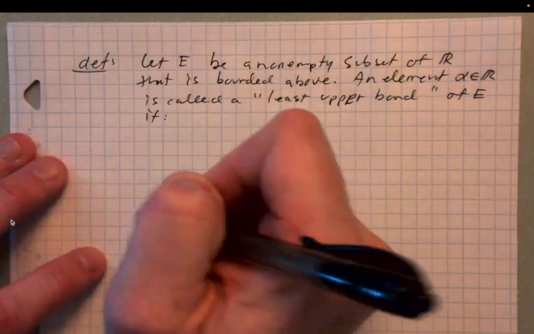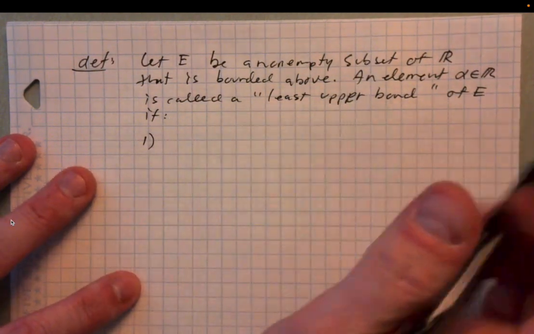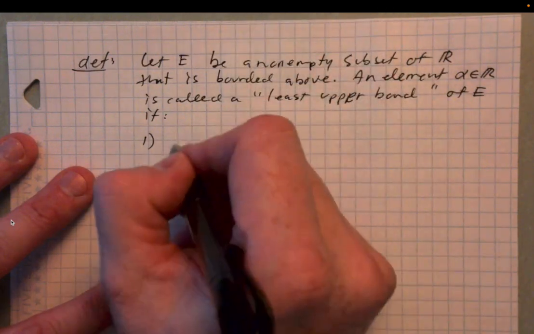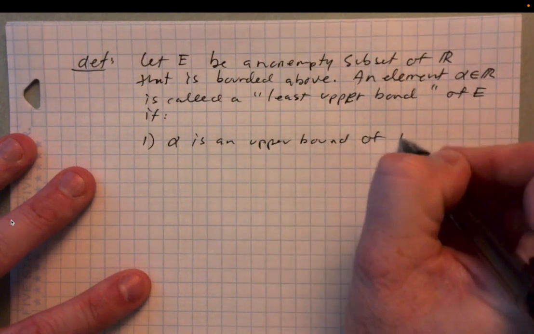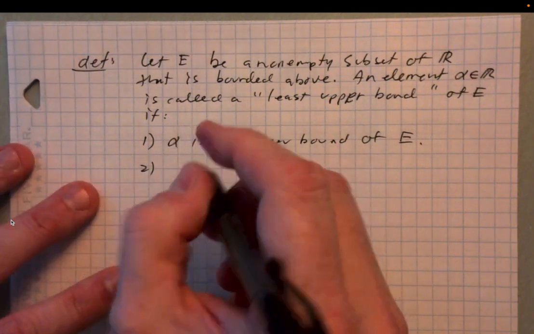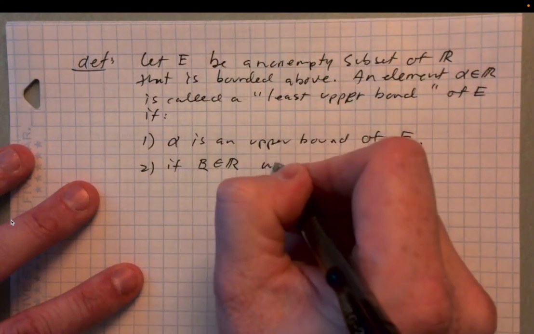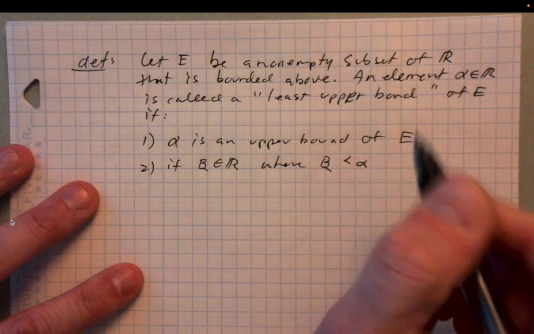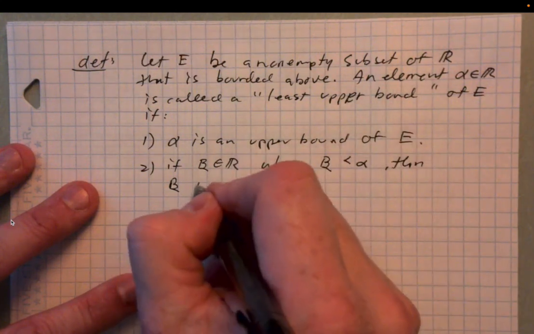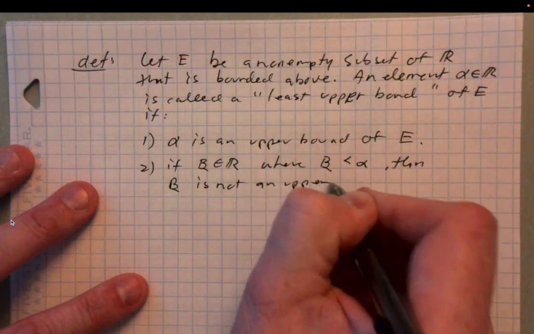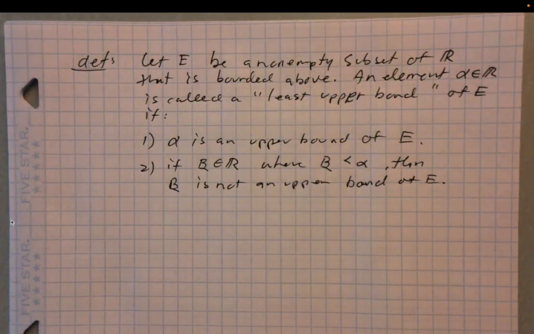if two things. So in order for alpha to be a least upper bound of E, alpha has to be an upper bound of E. And secondarily, if beta is a real number where beta is less than alpha, then beta is not an upper bound of E. Okay, that's what we mean by a least upper bound.